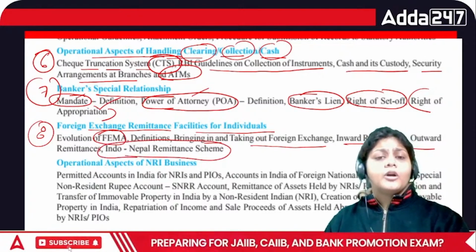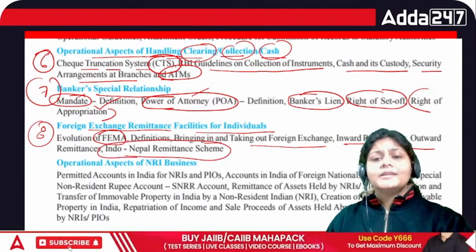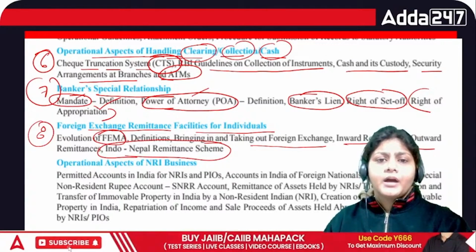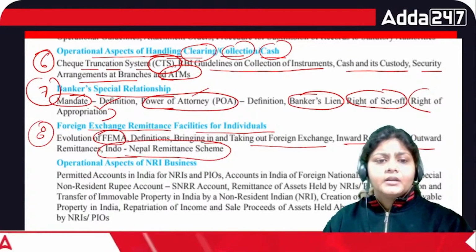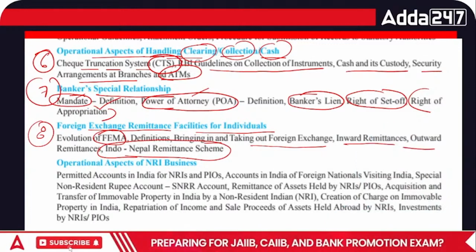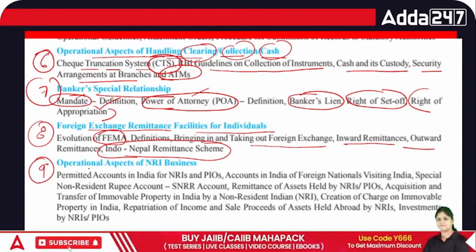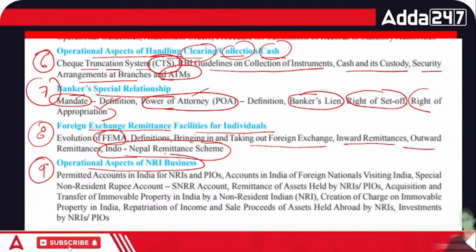So what all are the provisions included in the Indo-Nepal remittance scheme? This also we are going to cover. Then we have chapter number 9, that is operational aspects of NRI business.